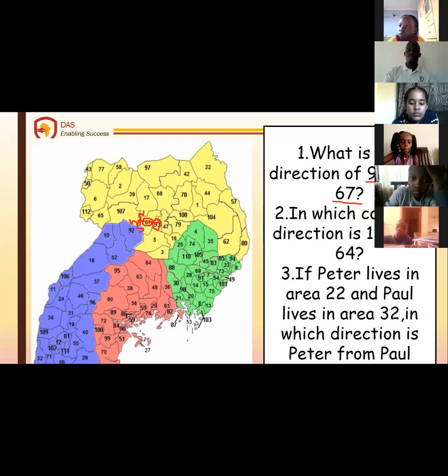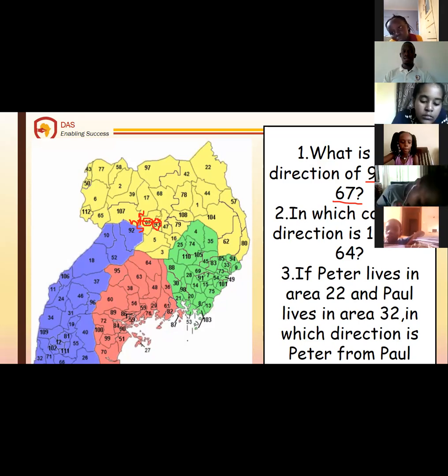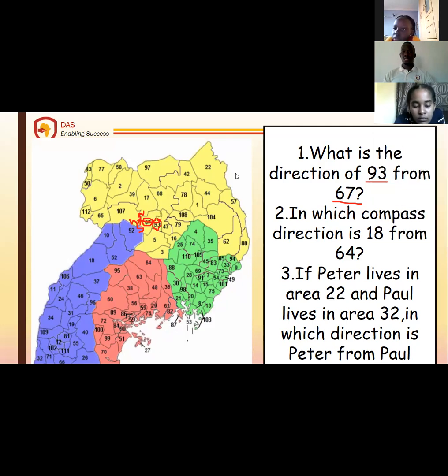You can use any of those 3, okay? You can say east, you can say letter E, a capital E, or you can say eastern direction. So let's find the direction of another place. We are at number 2.